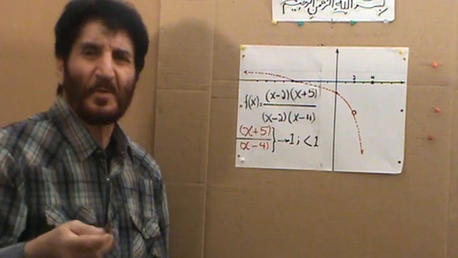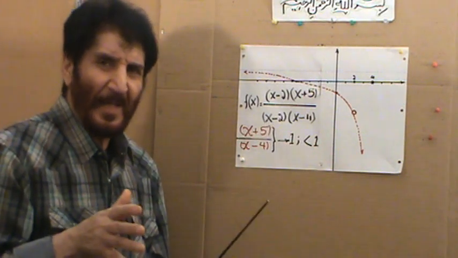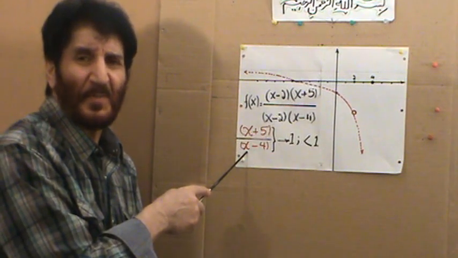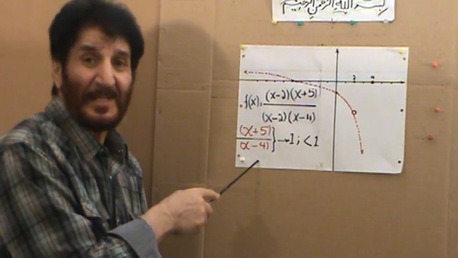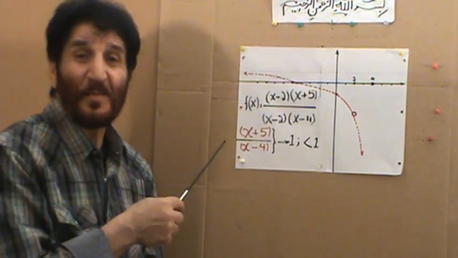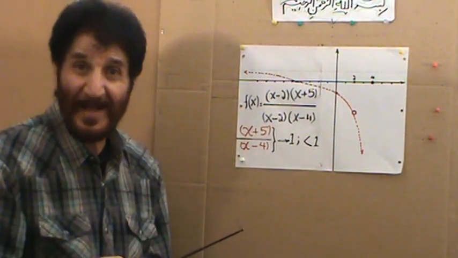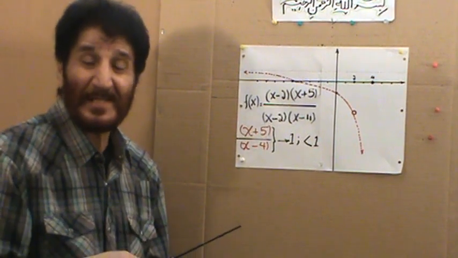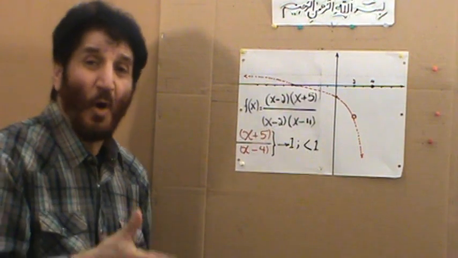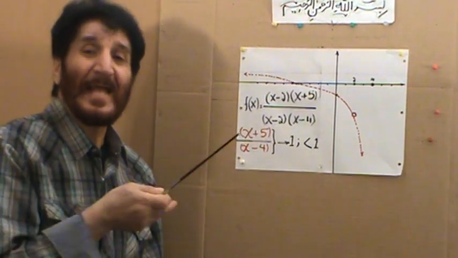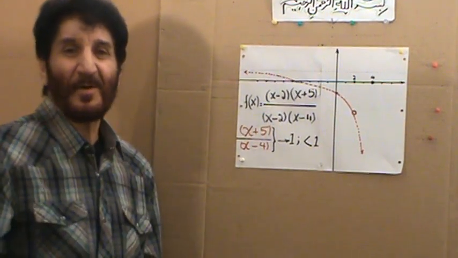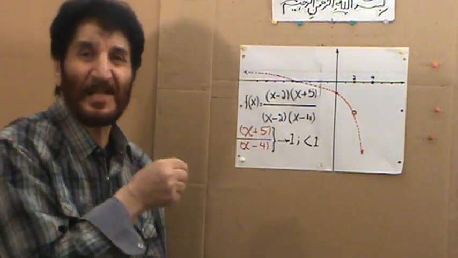Just plug in some number, as I said, contemplate and plug in some number. Put negative 100. When you put negative 100, the denominator is what? Negative 104. The numerator is what? Negative 95. The numerator is a little smaller than the denominator in absolute value. But because both are negative, the outcome is positive. x is negative, y is positive. So where does the graph fall? The graph falls into the second quadrant.